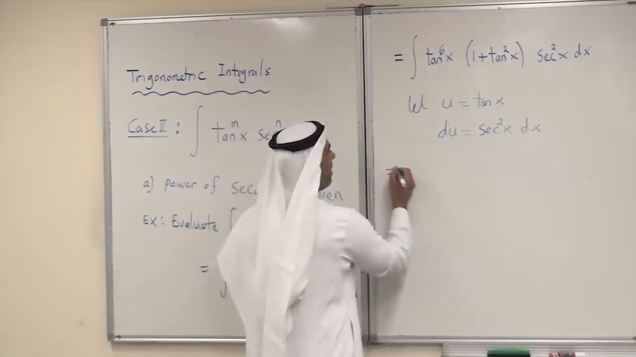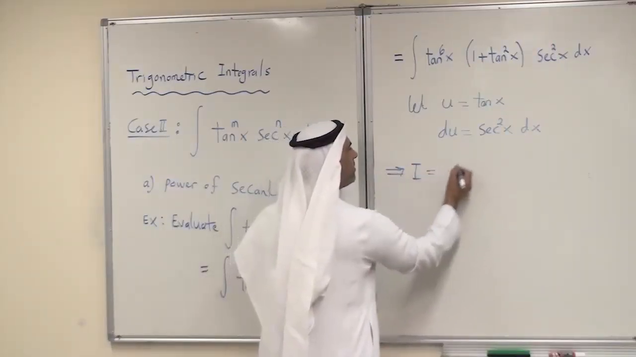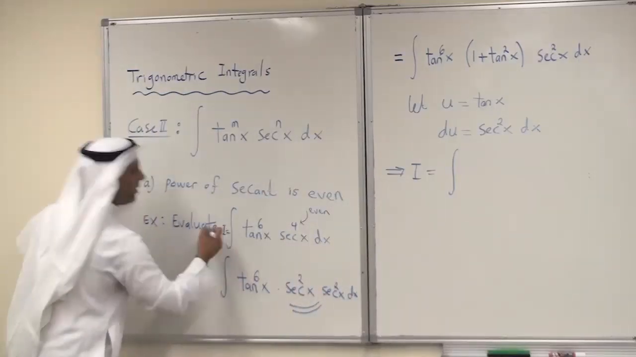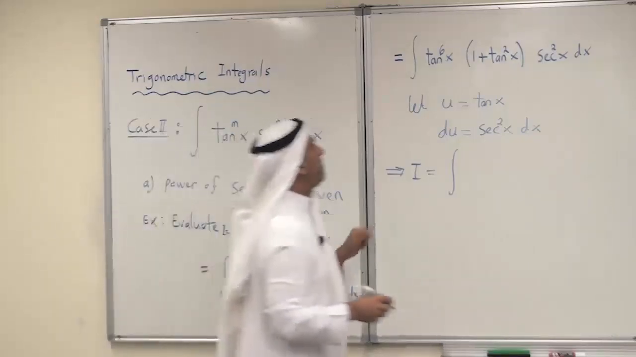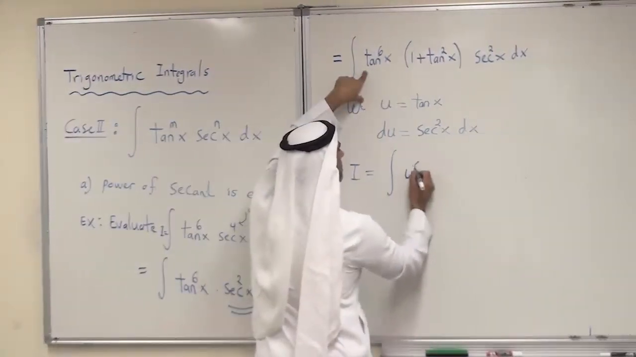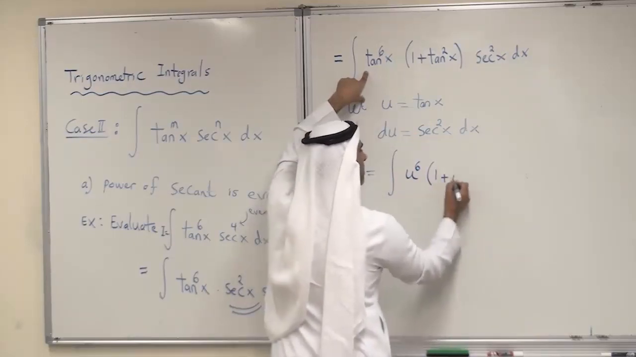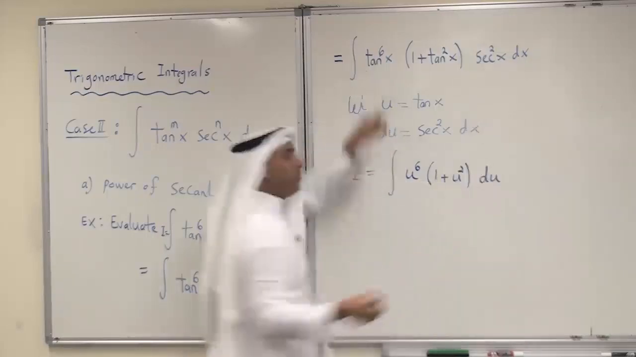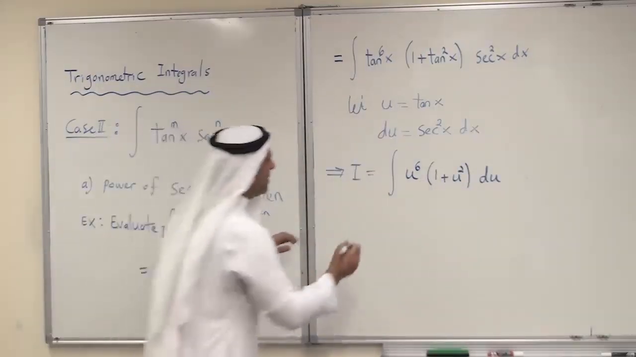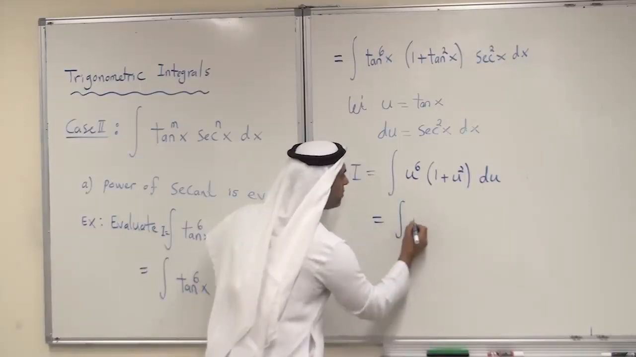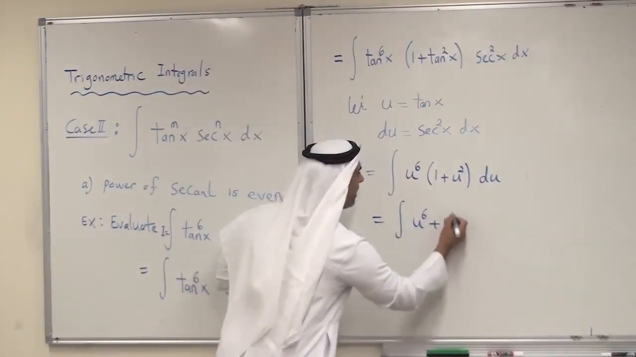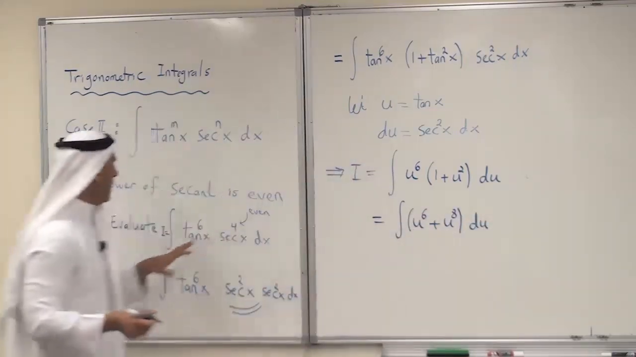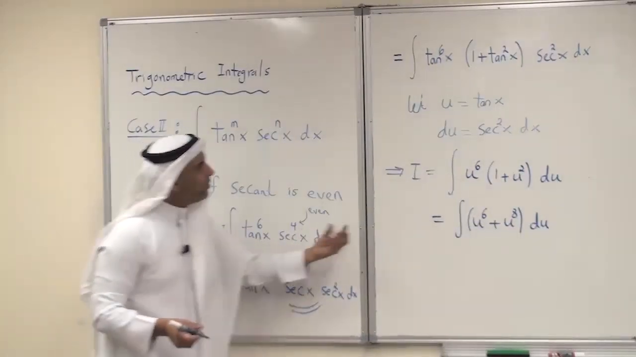Let us look for the new shape of the integral. This implies our integral I, if you allow me, I call all of this I, is equal to this. So our integral I will be u to the 6 multiplied by 1 plus u squared, and that is only du, secant squared dx. Fine, interesting. Just look at the new shape here. It is the integral of u to the 6 plus u to the 8 du.